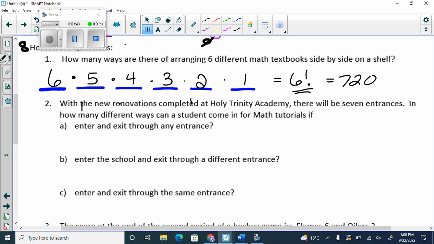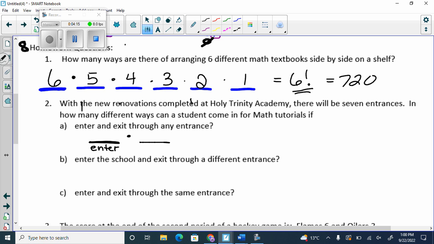1, 2, 3, 4, 5, 6. I think we have, and 7 in the back. We do have 7. Looky here. Didn't even plan that. I just made this up and it actually works. Okay, we have 7 entrances. In how many different ways can a student come in for math tutorials? So they can enter and exit through a different entrance, or through any entrance. So we have an enter blank, and I'm going to enter through it 1 time, right?